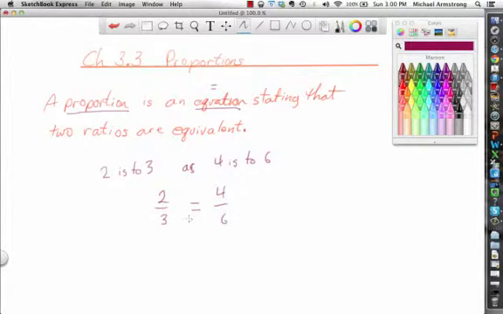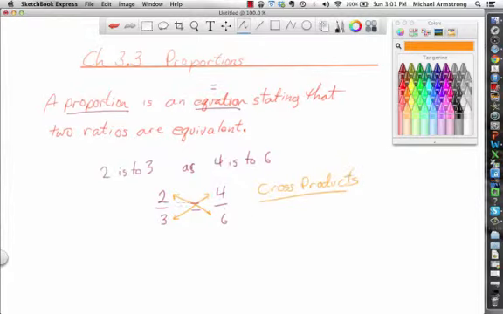And we notice that there are some things we can do, like cross products. Cross products are really cool. You multiply diagonally across the two ratios to find out if they are proportional. And if they are, the cross products should be equal. A product is a multiplication problem.